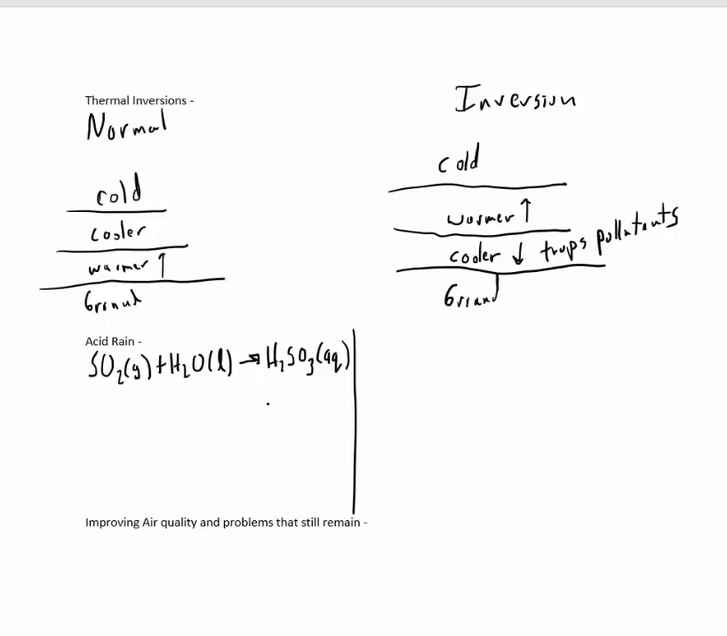So the sulfuric acid: now we take 2 of those H2SO3s that are in aqueous solution. We combine that with the oxygen that's a gas in our atmosphere, and that makes 2 H2SO4s, which would be in an aqueous solution, and this is sulfuric acid.